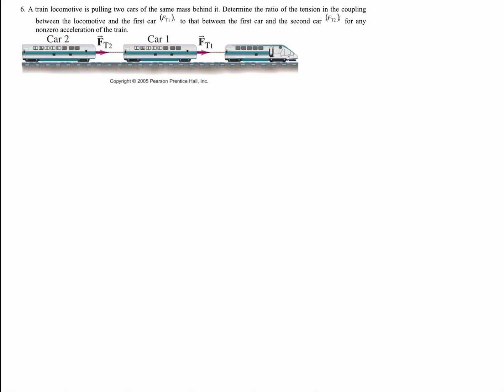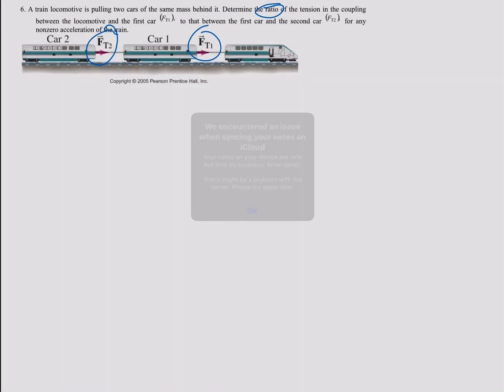So what we're dealing with here is now a horizontal directional motion of a train, and we've got two different tensions, FT2 and FT1, and the question would like to know the ratio between those for any non-zero acceleration. The way you approach a problem like this is you need to create statements for each of these tensions. And the best way to go about this is to make force diagrams and see if you can make some sense out of those.